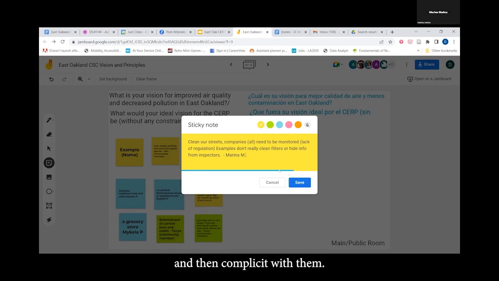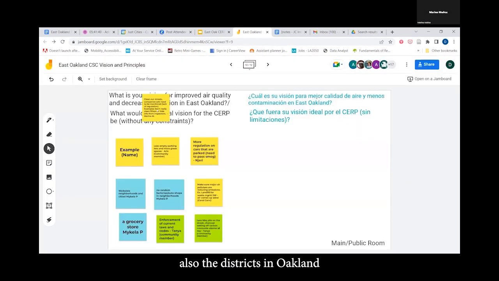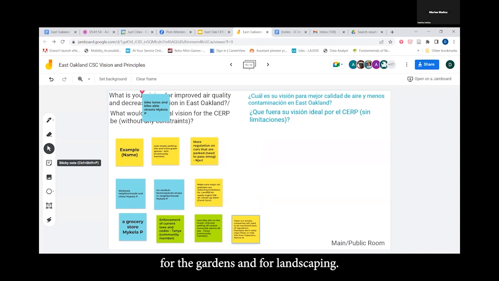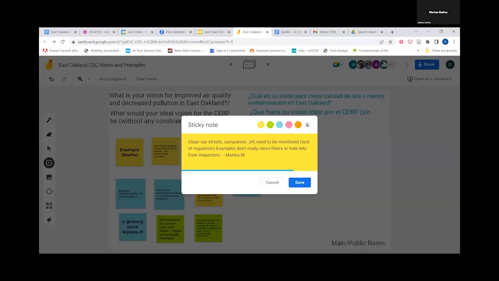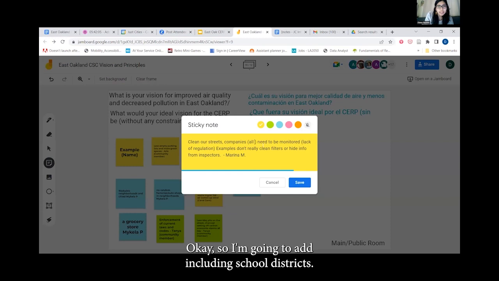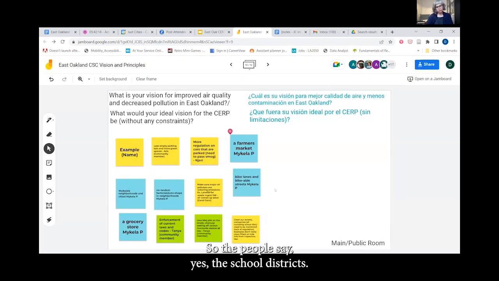Also, in the chat I put the school districts in Oakland, for the gardens and for landscaping. They use a lot of chemicals and they pollute our water, or contaminate our water. Got it. Okay, so I'm going to add including school districts. Yes, the school districts.